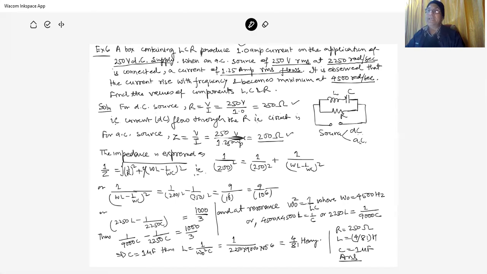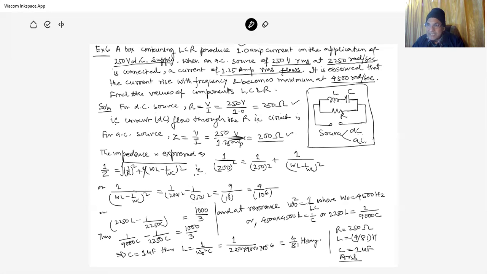Means the AC impedance is less than the DC impedance. This point is very important. Here it is 250 and here it is 200. So this indicates that there is some parallel combination, that is, the final impedance is less than one of the components. It means there is a parallel combination. So this is the circuit using the parallel combination.